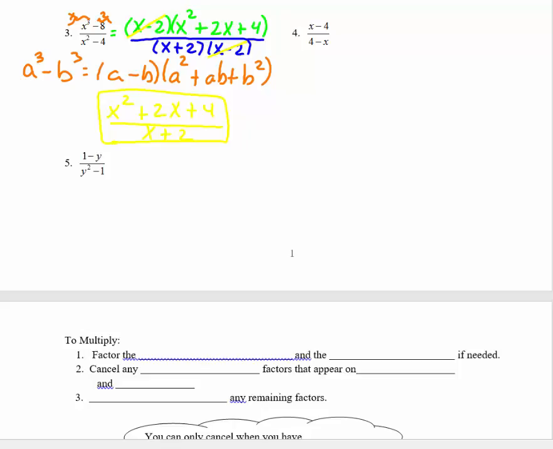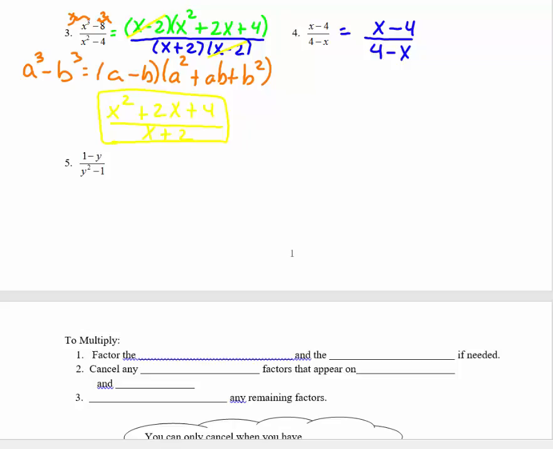Number 4, x minus 4 over 4 minus x. We do see subtraction, so we need to think about factoring. Well, can we factor x minus 4? No. Can we factor 4 minus x? Not really. So it looks like we're kind of stuck. But do you notice that we are completely opposite? Meaning the x on top is positive, but the x on bottom is negative. And then the 4 on top is negative, but the 4 on bottom is positive. Those are completely opposites of each other.